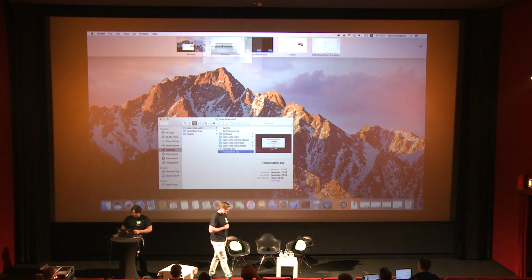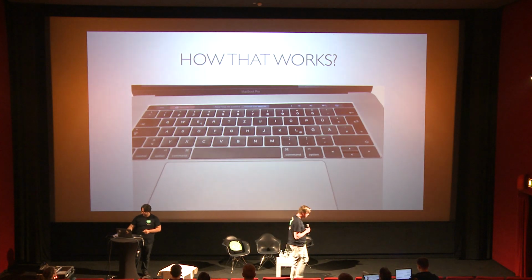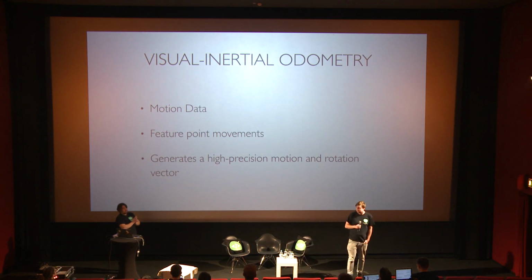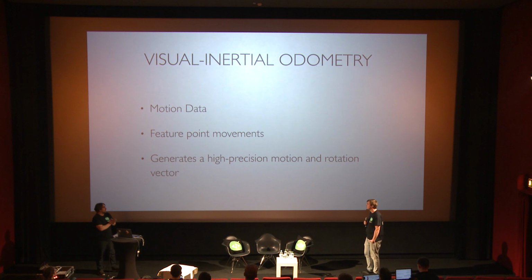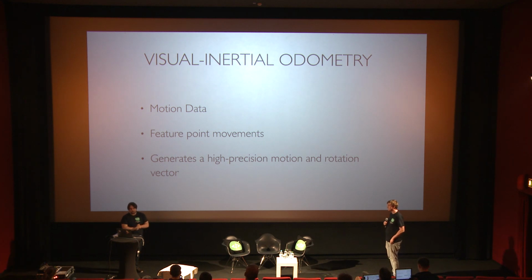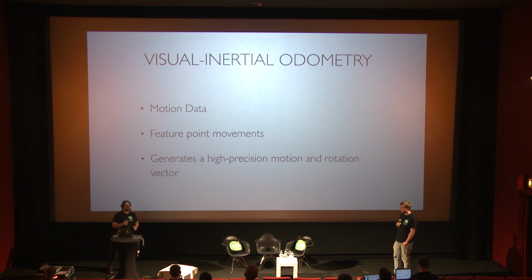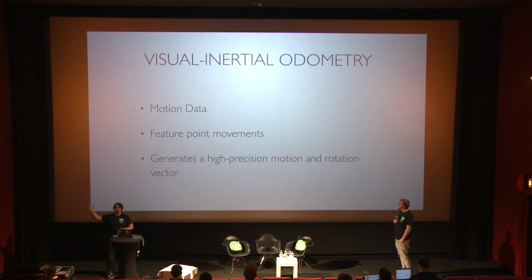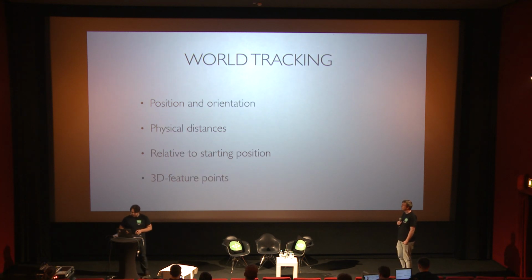So, here we go. This is how ARKit actually takes care of everything Martin just told us about the feature points and generating a high precision motion and rotation vector so that your actual device is always in the same relative position compared to the world you are in. So how does world tracking work?